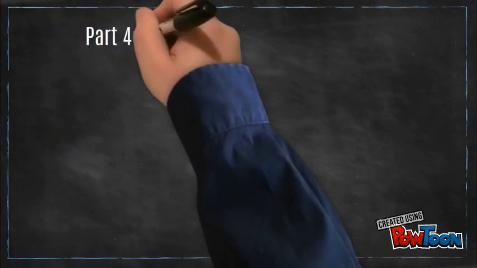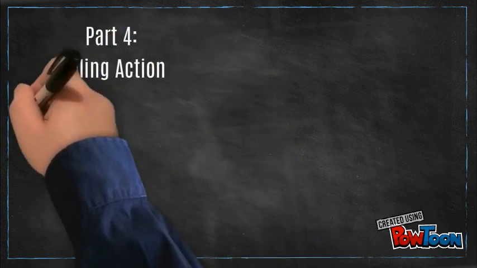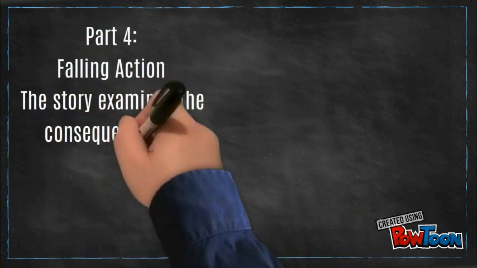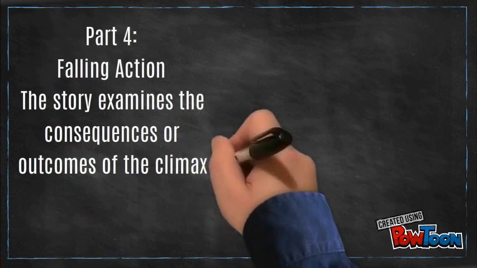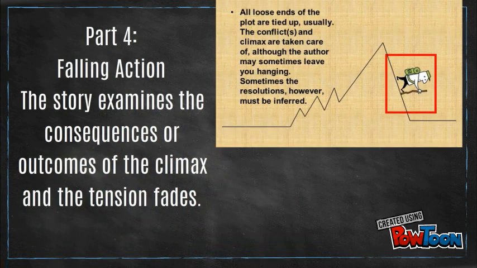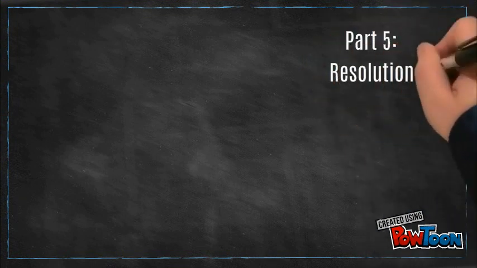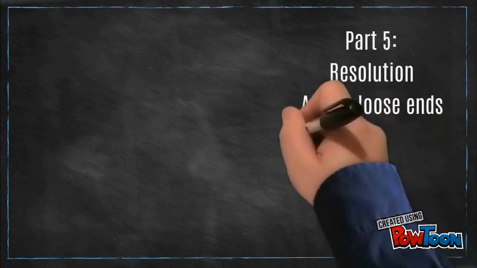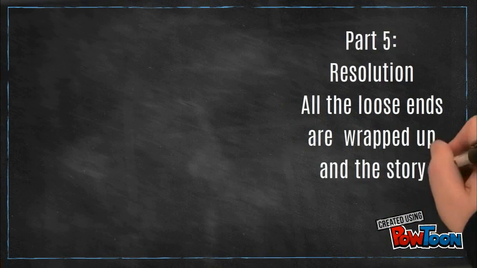The falling action is when everything starts to slow down in the story. You will see the direct effects of the climax leading up to the resolution. Finally, the resolution. All the loose ends are wrapped up here, and the story ends.